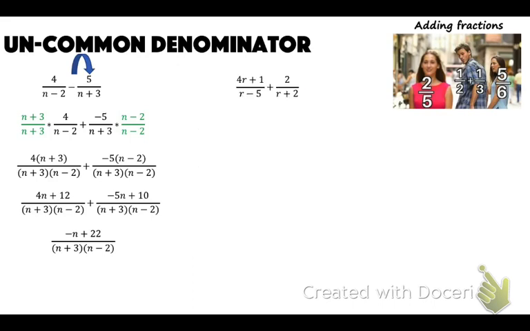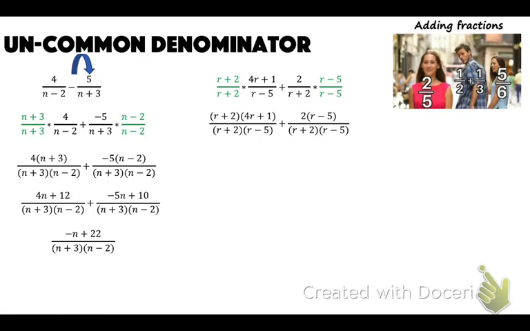Okay. Let's do this one. So again, there's no subtraction, so I'm just going to start by getting a common denominator. So I'm going to multiply r plus 2 to the first one and r minus 5 to the second one. So I have r plus 2 times 4r plus 1 over r plus 2 and r minus 5, plus 2 times r minus 5 over r plus 2 times r minus 5.